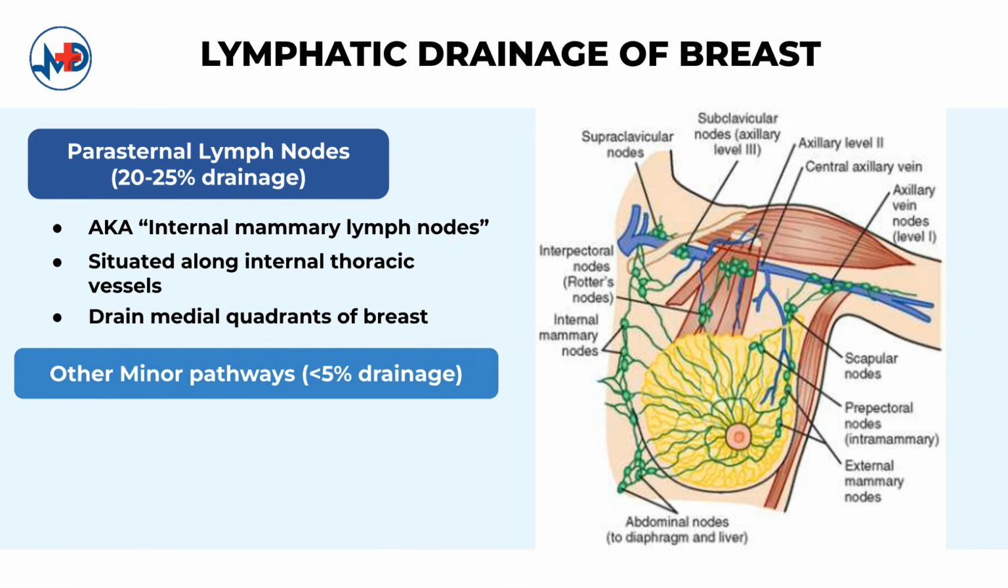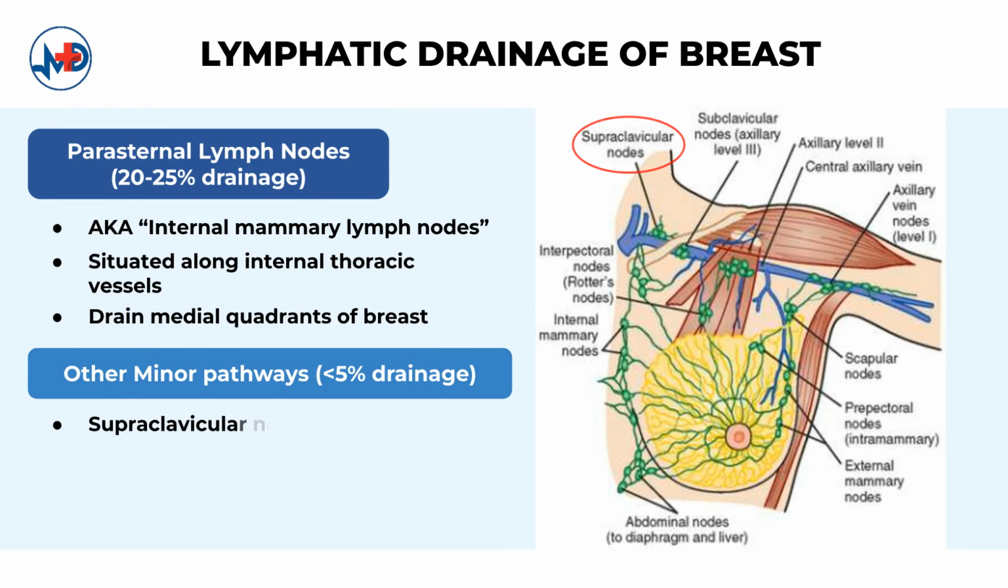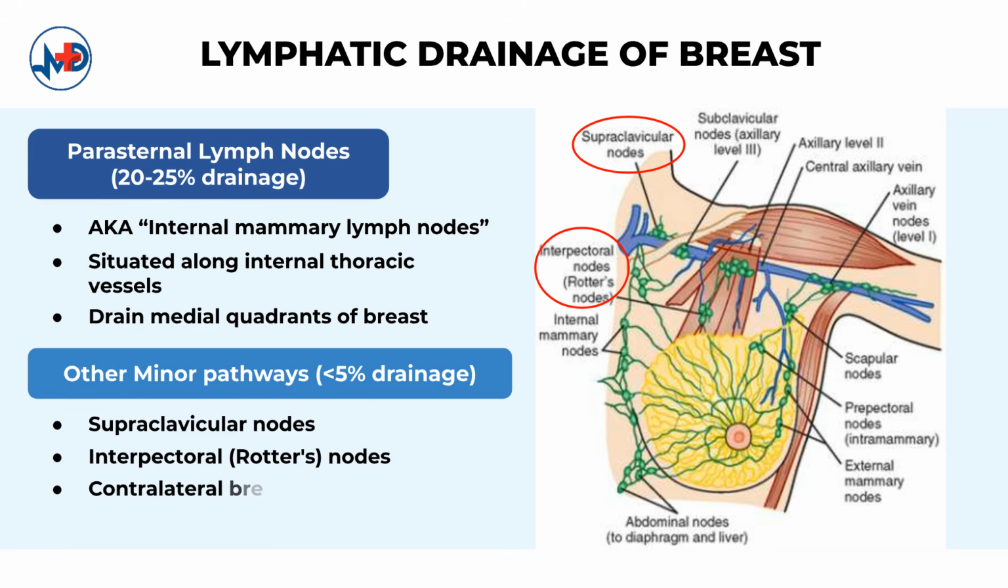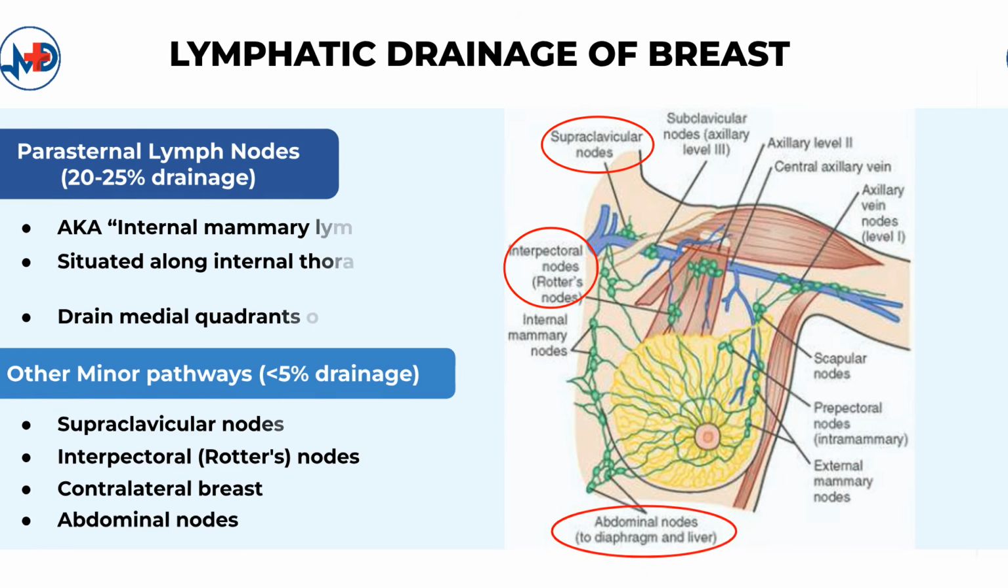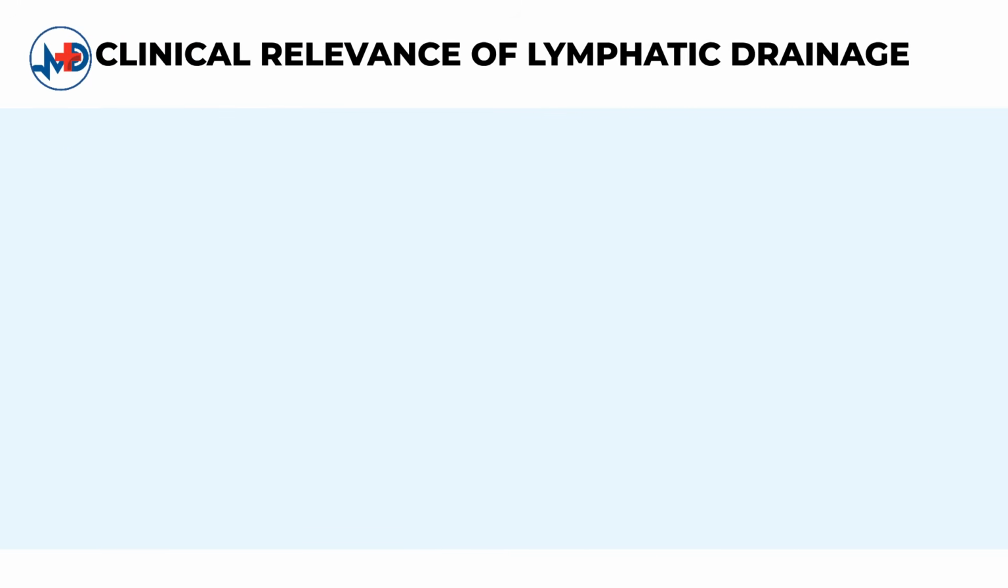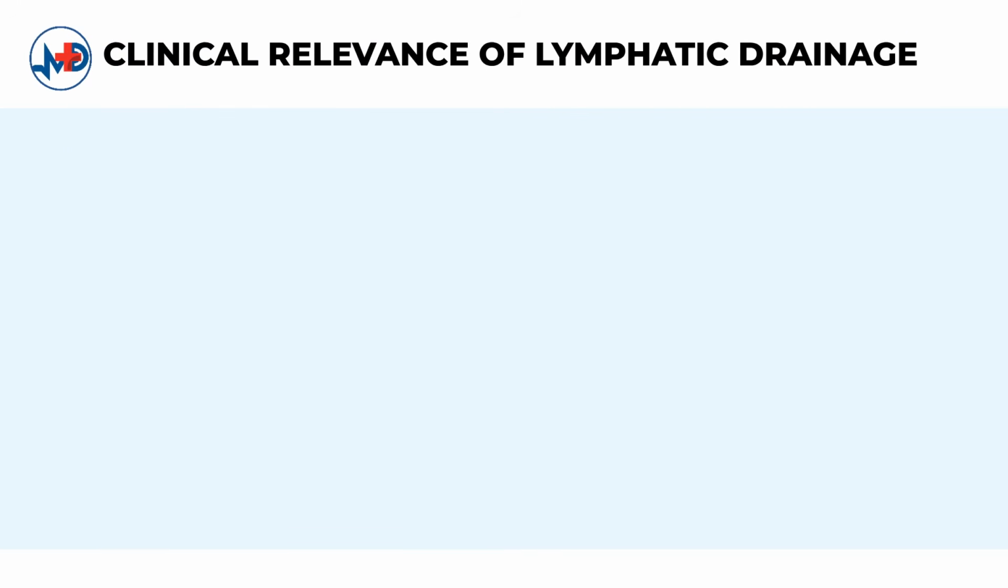Other minor pathways, which account for less than 5% of drainage, include supraclavicular lymph nodes, often after axillary involvement, interpectoral or Rotter's nodes, located between pectoralis major and minor, or even to the contralateral breast or inferiorly to abdominal nodes. Before we move on to the next topic, let's discuss the clinical relevance of the lymphatic drainage of the breast.